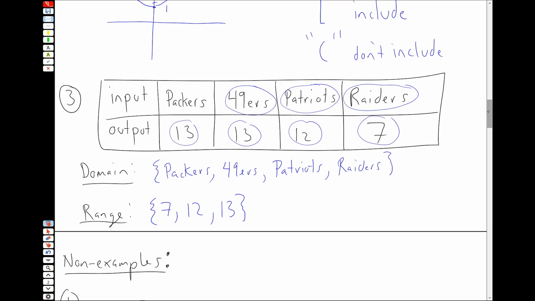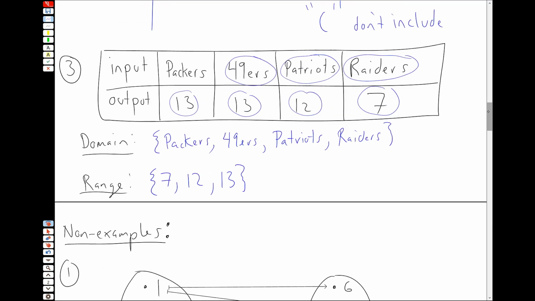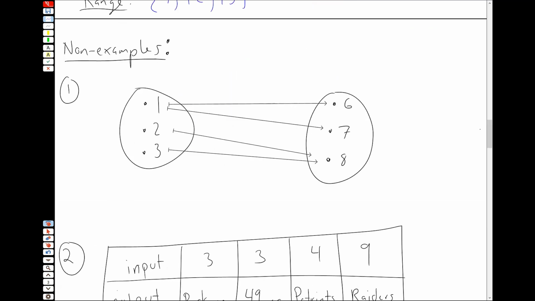Let's look at some non-examples. Okay, things that are not functions. So again, with a pictorial representation here, here's something that's not a function. Okay, and I'll let you guys look at this for a second. Now, why is this not a function? Okay, now you might be tempted to say, well, 2 and 3 are both being sent to 8. Okay, however, that's okay for a function.